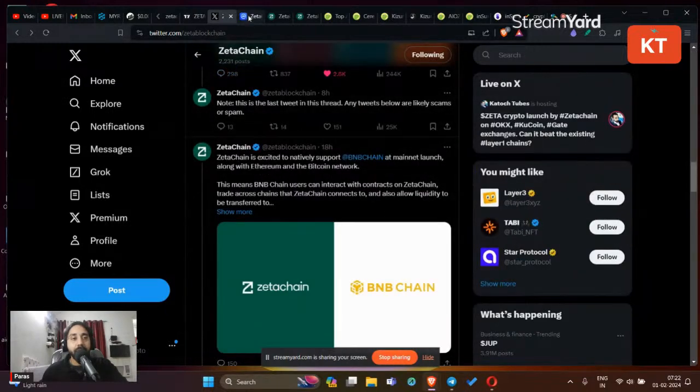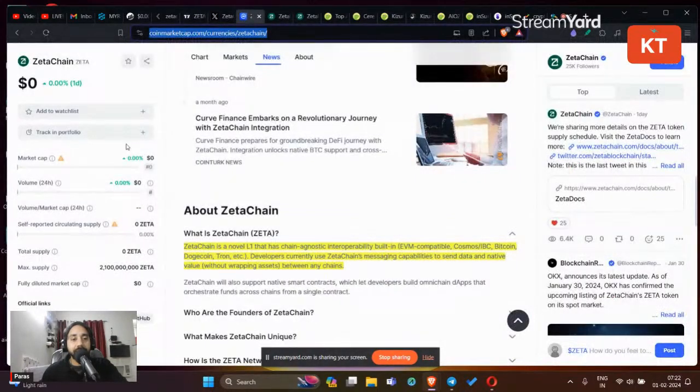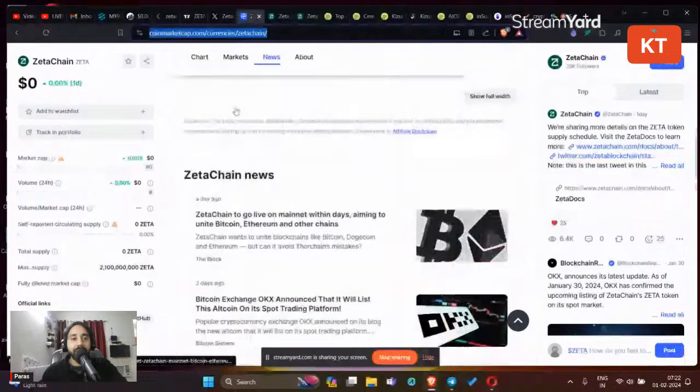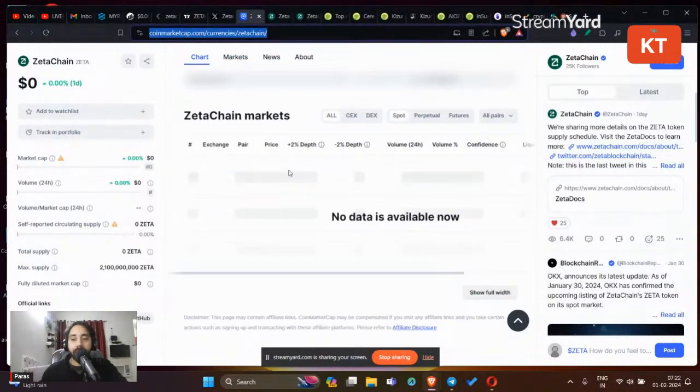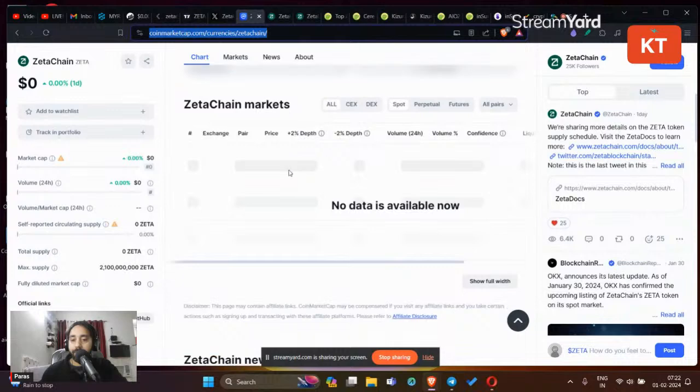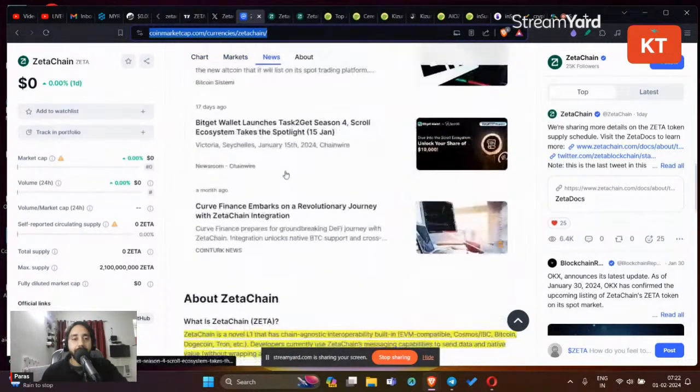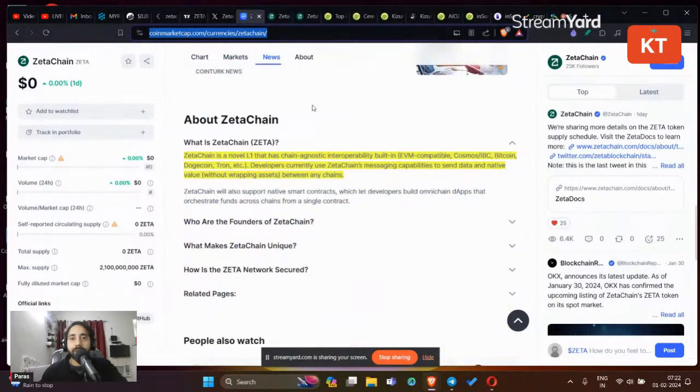Right now, we need to look at the price feed. This is the Zeta chain price feed already going live on CoinMarketCap. It will be live in a few hours from now. I think only 1 hour is left before the listing goes live. Of course, it is listed on CMC, and the same price feed is also listed on CoinGecko.